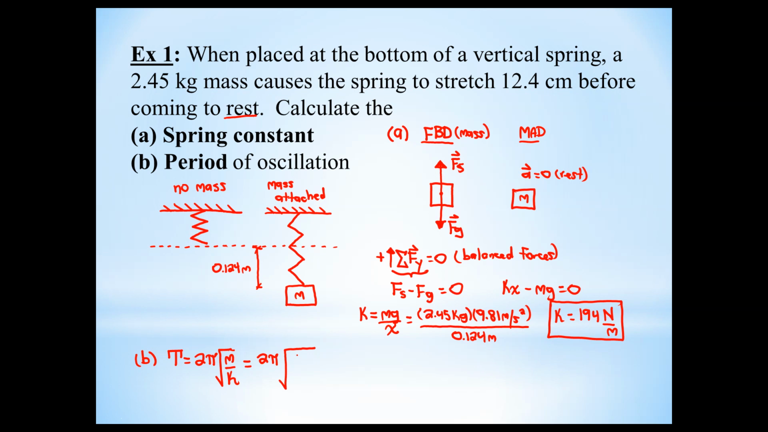T equals 2 pi times the square root of m, which is 2.45 kilograms, divided by the spring constant. The spring constant we got from part A, 194 newtons per meter. And this would be T is equal to 0.706 meters.